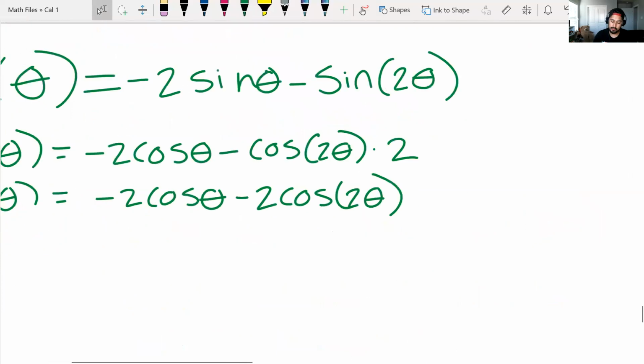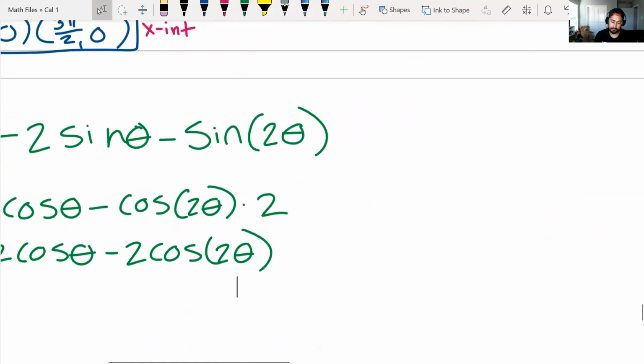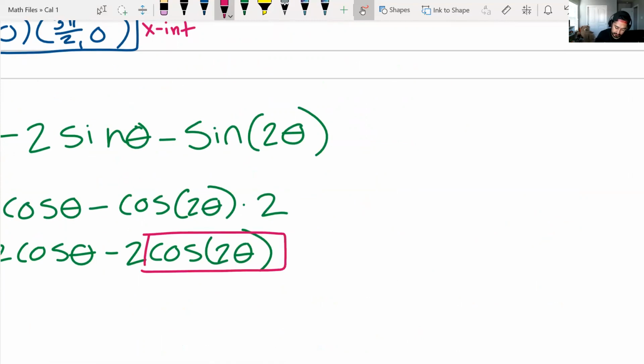Okay, we have to clean this up more. I have to bring in more identities because I can't leave cosine 2 theta like this. So cosine 2 theta has 3 identities. We're only going to choose the one that involves just cosine squared, which means cosine 2 theta is the same as 2 cosine squared theta minus 1.